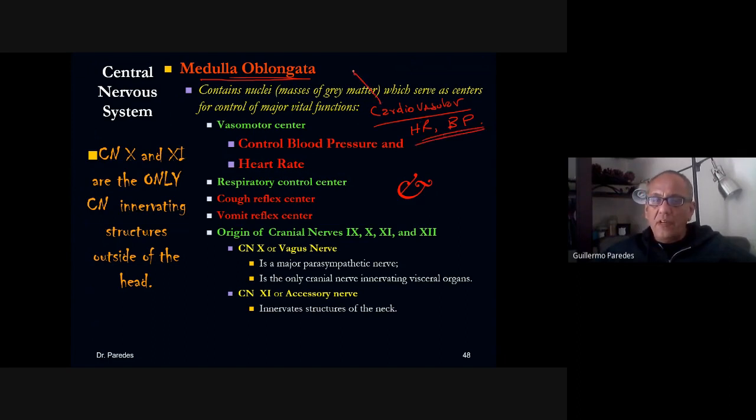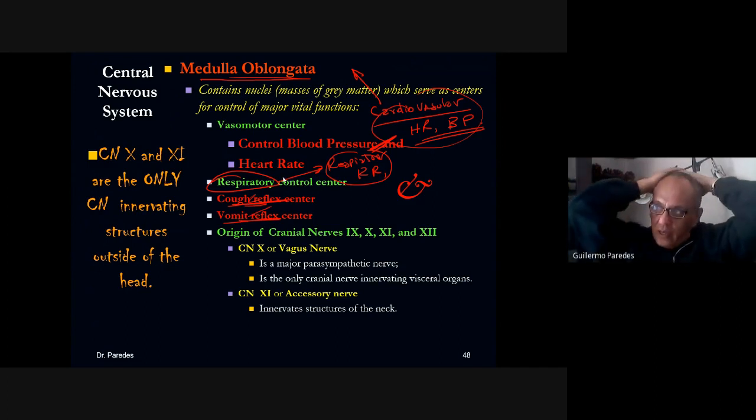Where is this center located? In the medulla oblongata. Then we have another one, the respiratory center, which is going to control the respiratory rate. There are going to be other centers, for cough and vomit reflex, there as well. But I want you to remember respiratory and cardiovascular. If you know those two things, this vomit and cough, you will learn when we talk pharmacology, about anti-nauseants and antiemetics.